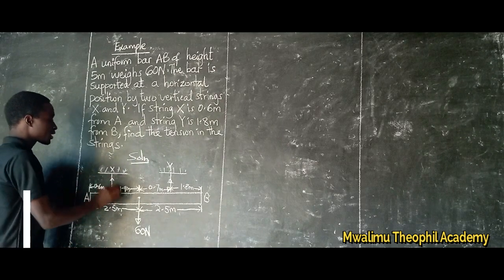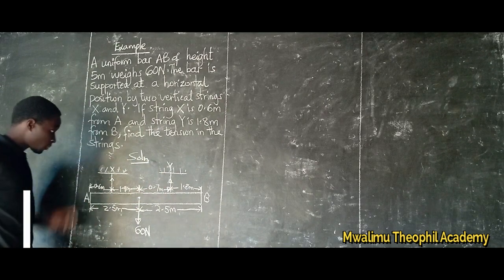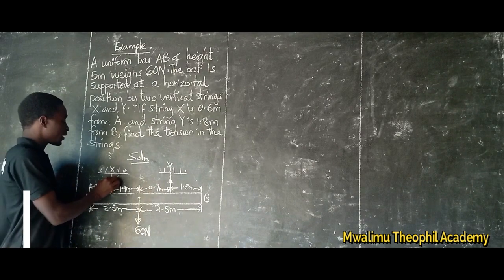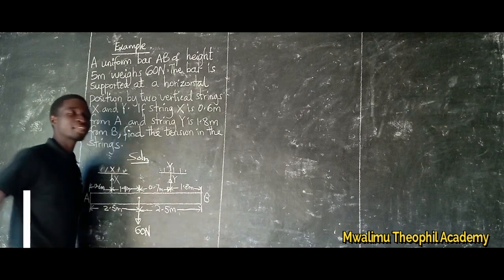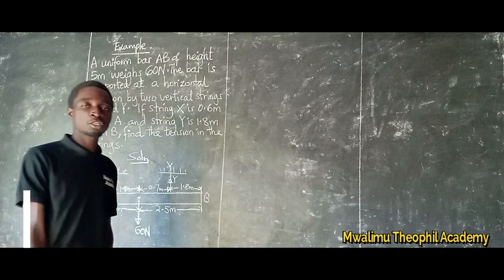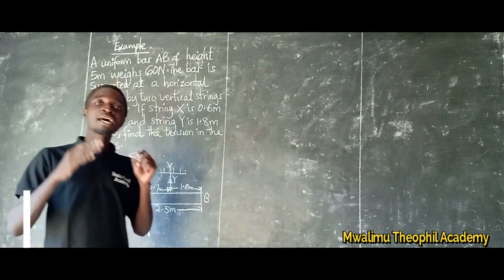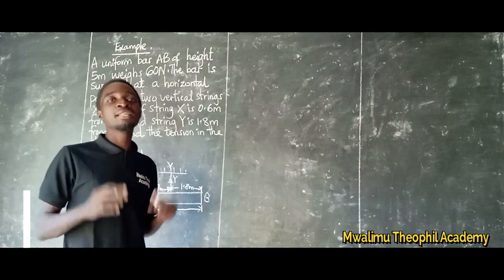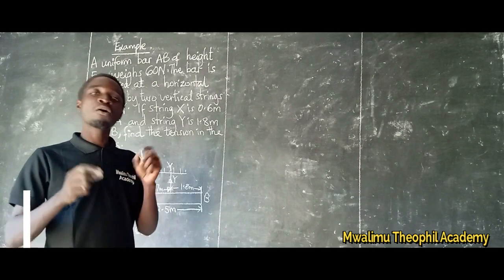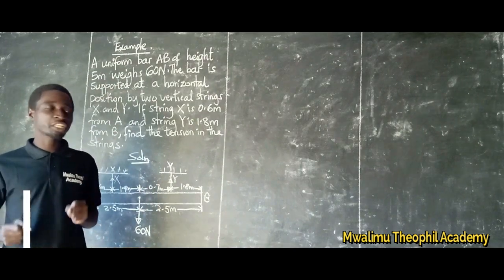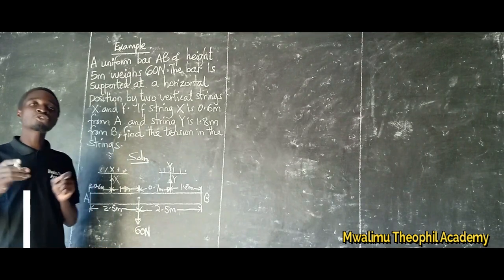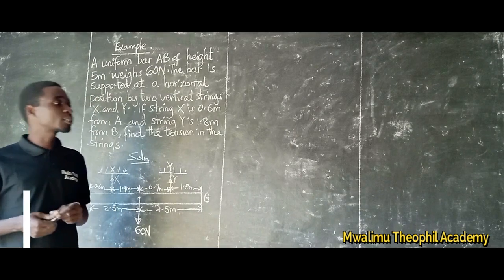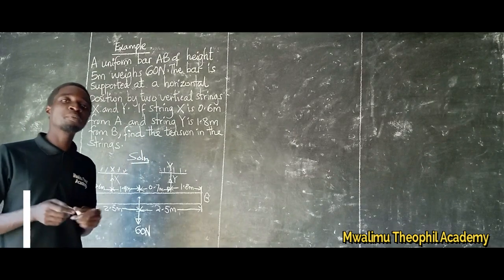Now this is the way the diagram will look. This is string X, this is string Y. So here, what is required is to calculate the tension in string X and the tension in string Y. Here we are going to use the two conditions for a body in equilibrium. As we have said, there are two conditions. The first one is that the sum of clockwise moments is equal to the sum of anticlockwise moments. And the second condition is that the total upward forces is equal to the total downward forces.